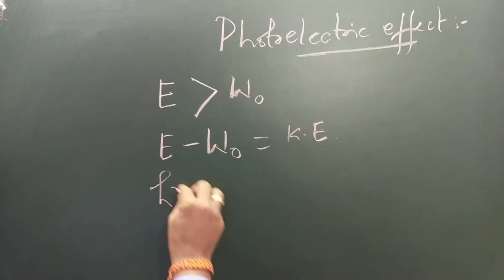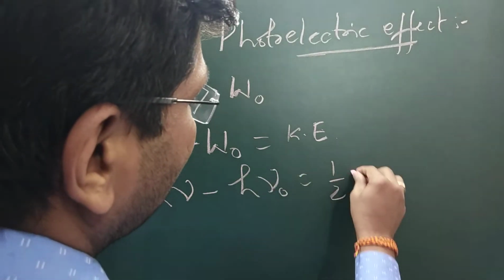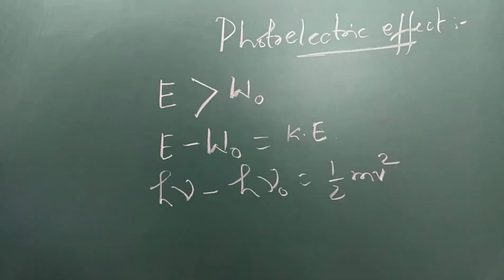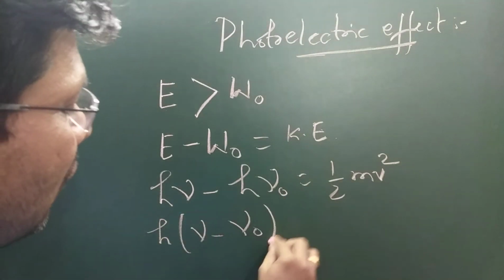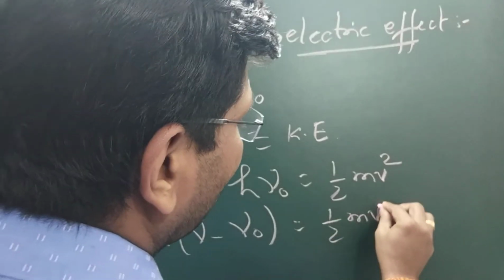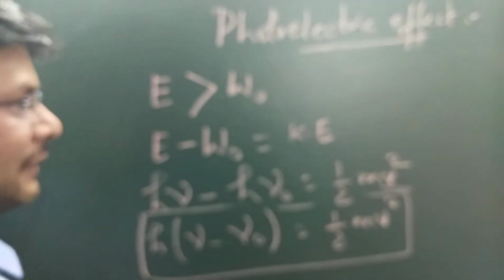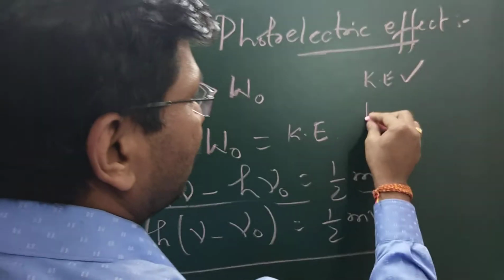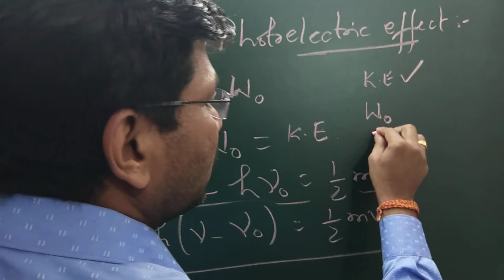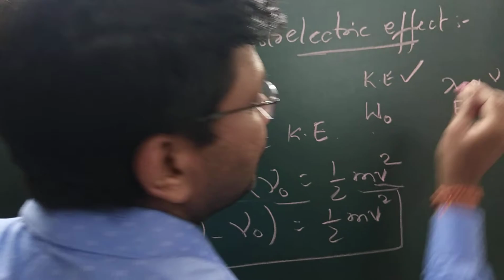As E is h nu, work function is h nu naught, and kinetic energy is half mv square, this is called the Einstein photoelectric equation. If you take h common, h(nu minus nu naught) equals half mv square. So this formula can be used to solve questions of photoelectric effect if it is given in the form of frequency and threshold frequency. So you can calculate kinetic energy, you can calculate work function, or if wavelength or frequency is given, then you can calculate energy also.